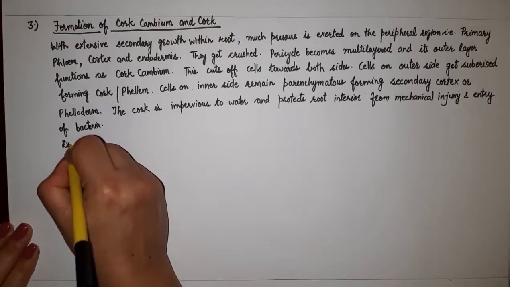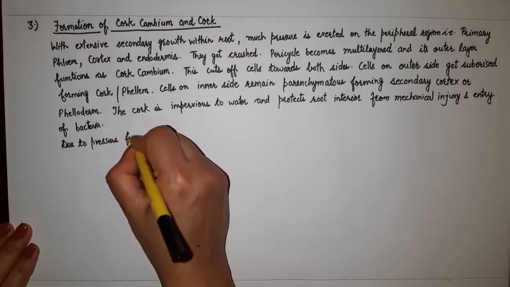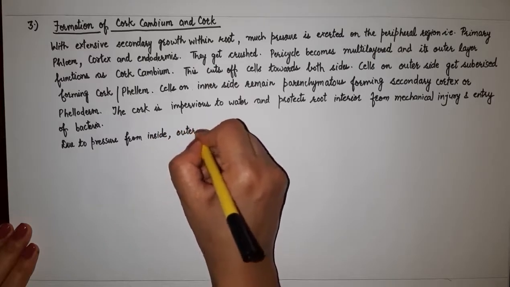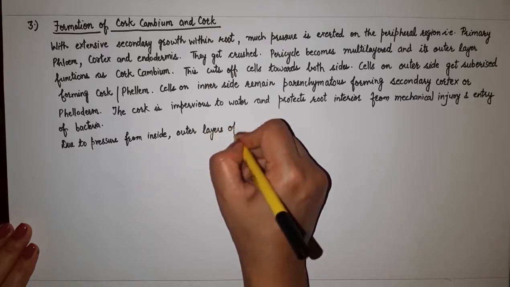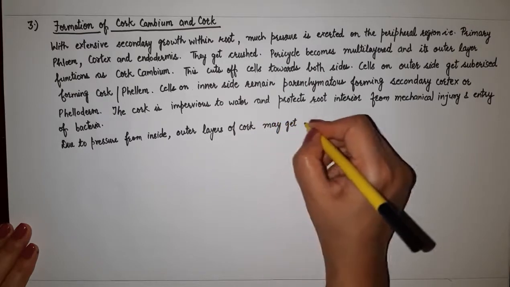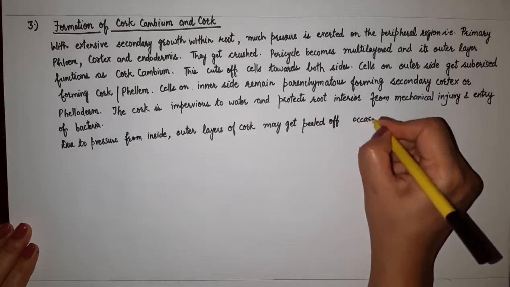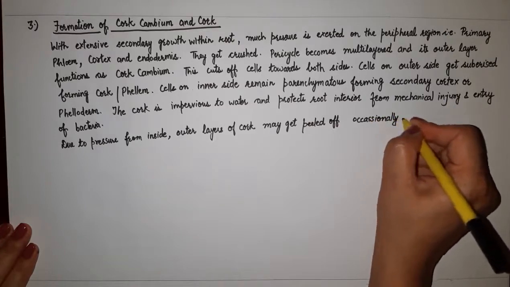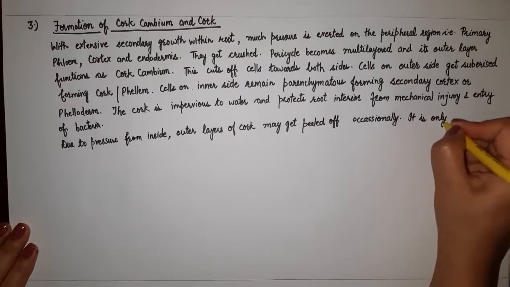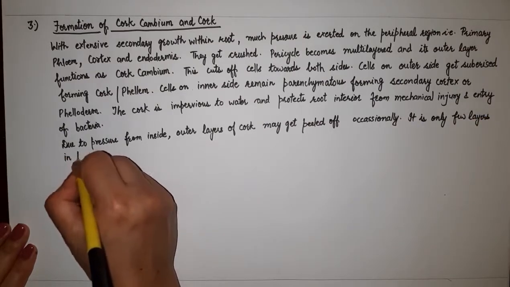Okay. Now, due to pressure from inside, outer layers of cork may get peeled off occasionally. It is only a few layers in thickness.